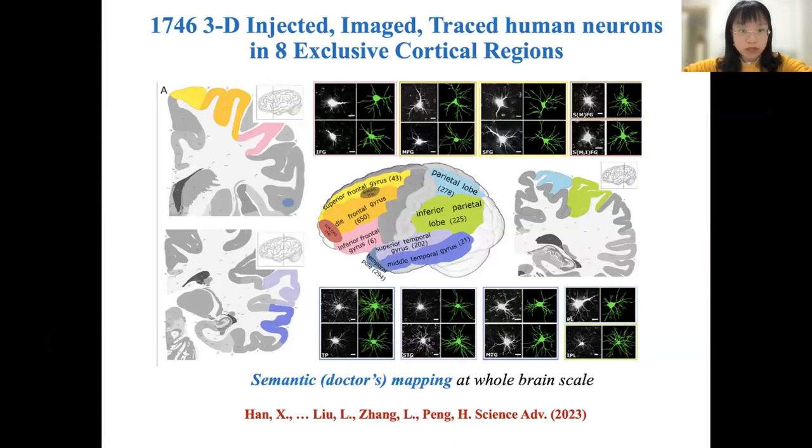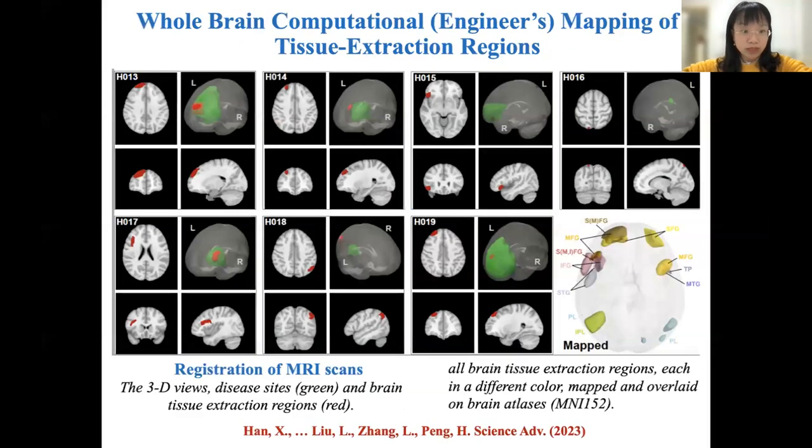Also, to double check this, we used a computational way to make sure of the brain region slices and the precise brain regions. We mapped all these brain extraction tissues back to the whole brain area. This green area is the disease area, and the red color means the brain tissue extraction regions. So we can clearly see, for example, in this brain, this is the tissue extraction region, and this is the tumor area. This is a map of all brain tissue extraction regions, where each color stands for each brain region.